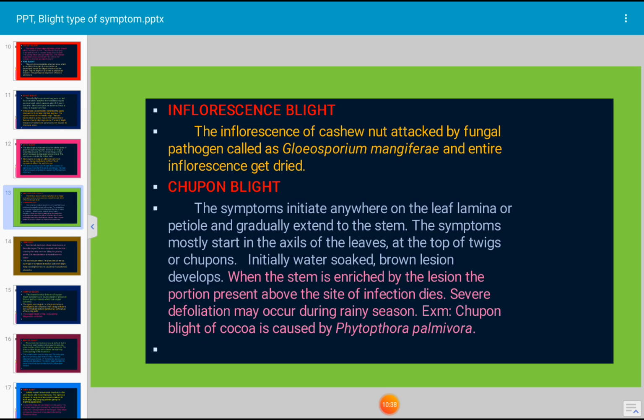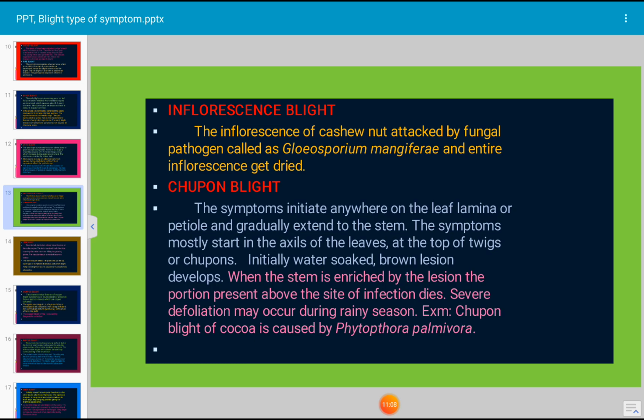Next, another one, coupon blight. The symptoms initiate anywhere on the leaf lamina or petiole and gradually extend to the stem. The symptoms mostly start in the axil of the leaves at the top of the twigs or coupons. Initially, water-soaked brown lesions develop. When the stem is encircled by the lesion, the portion present above the site of the infection dies.